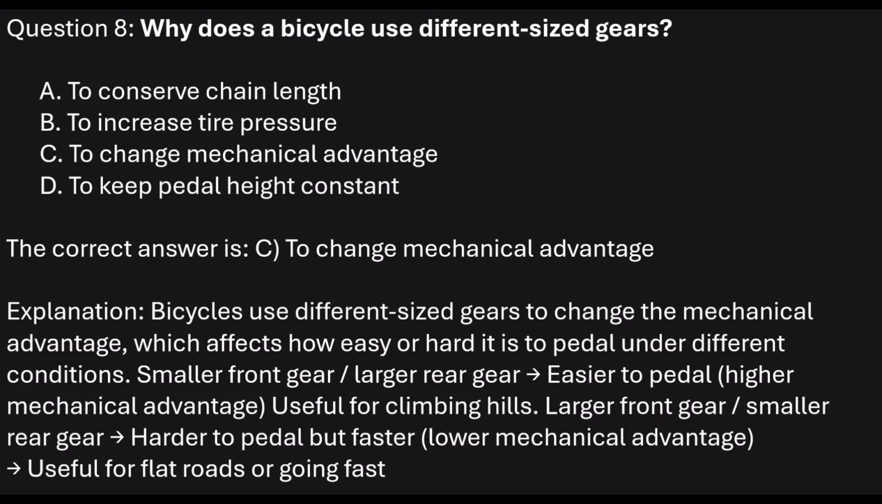Explanation: a bicycle uses different size gears to change the mechanical advantage, which affects how easy or hard it is to pedal under different conditions. A smaller front gear over a large rear gear means easier pedaling and higher mechanical advantage, useful for climbing hills. A larger front gear and smaller rear gear means harder to pedal but faster, with lower mechanical advantage, useful for flat roads or going fast.